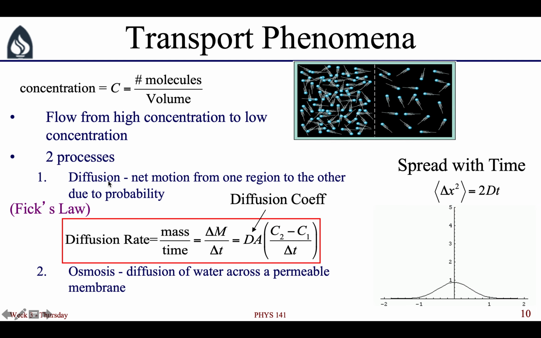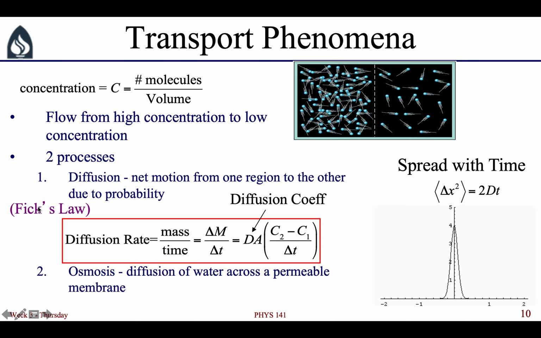One is diffusion, and diffusion is the motion from one region to the other due to probability. If you have a region that has a high concentration with a lot of molecules that are zipping around, and a region with low concentration, so maybe there was a barrier right here, and then that barrier gets removed, quickly the molecules over here will move over to this side just because of their random motions.